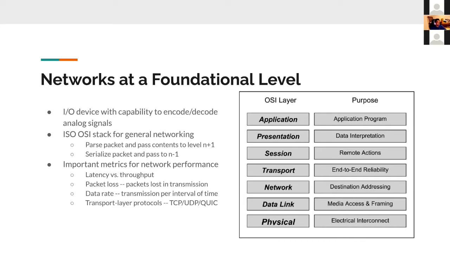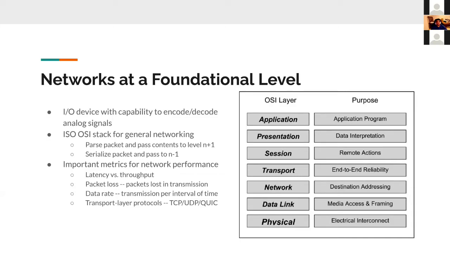Because even though analog signals are the signals that are transmitted in the physical world, digital signals are the ones that your computer can look at, understand and do something with. So at a foundational level, that's what a network device is. It has the capability to encode and decode these analog signals. How it does that, you need an electrical engineering degree to be able to describe it and really do it justice. But to be honest, all that you need to know to move forward is to understand that an I/O device is capable of doing that.